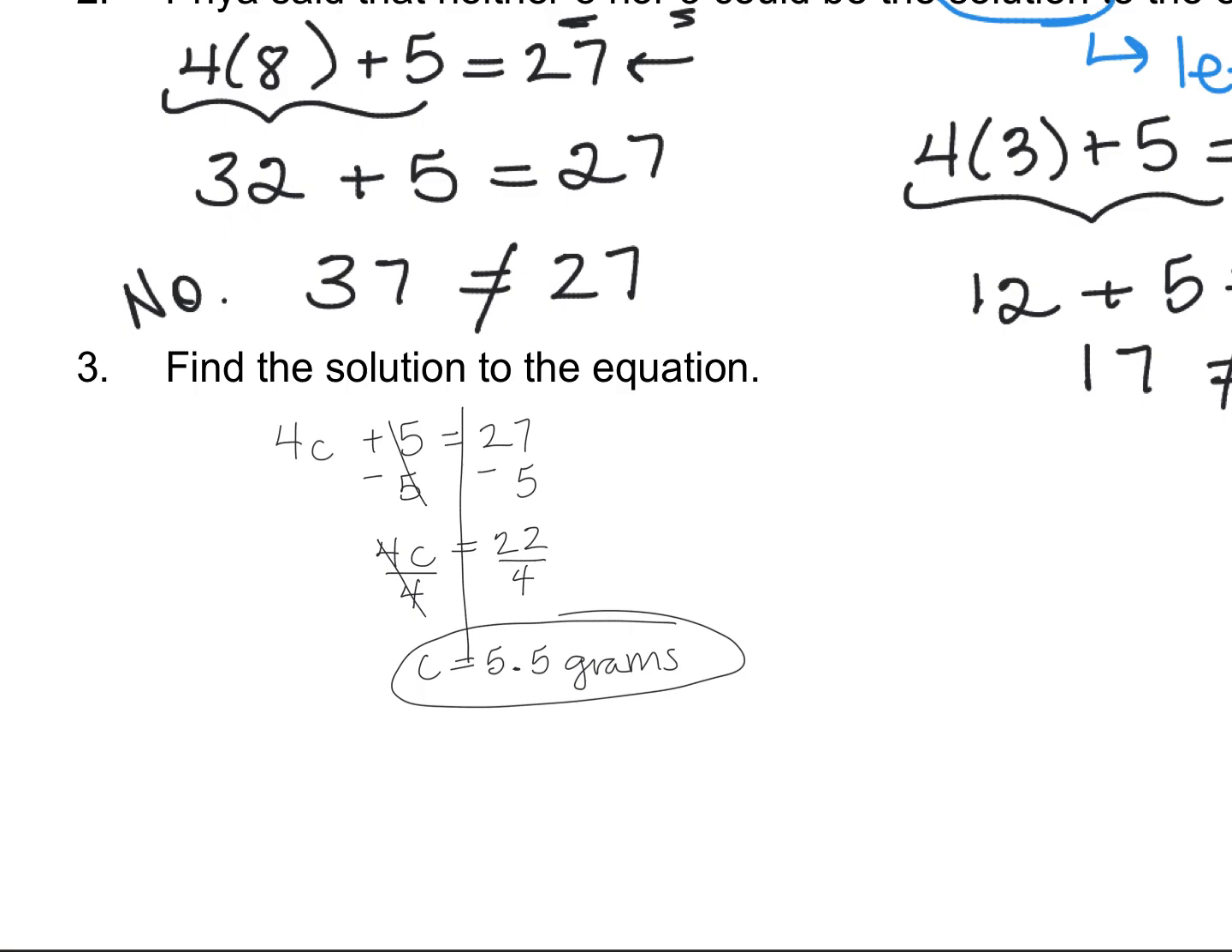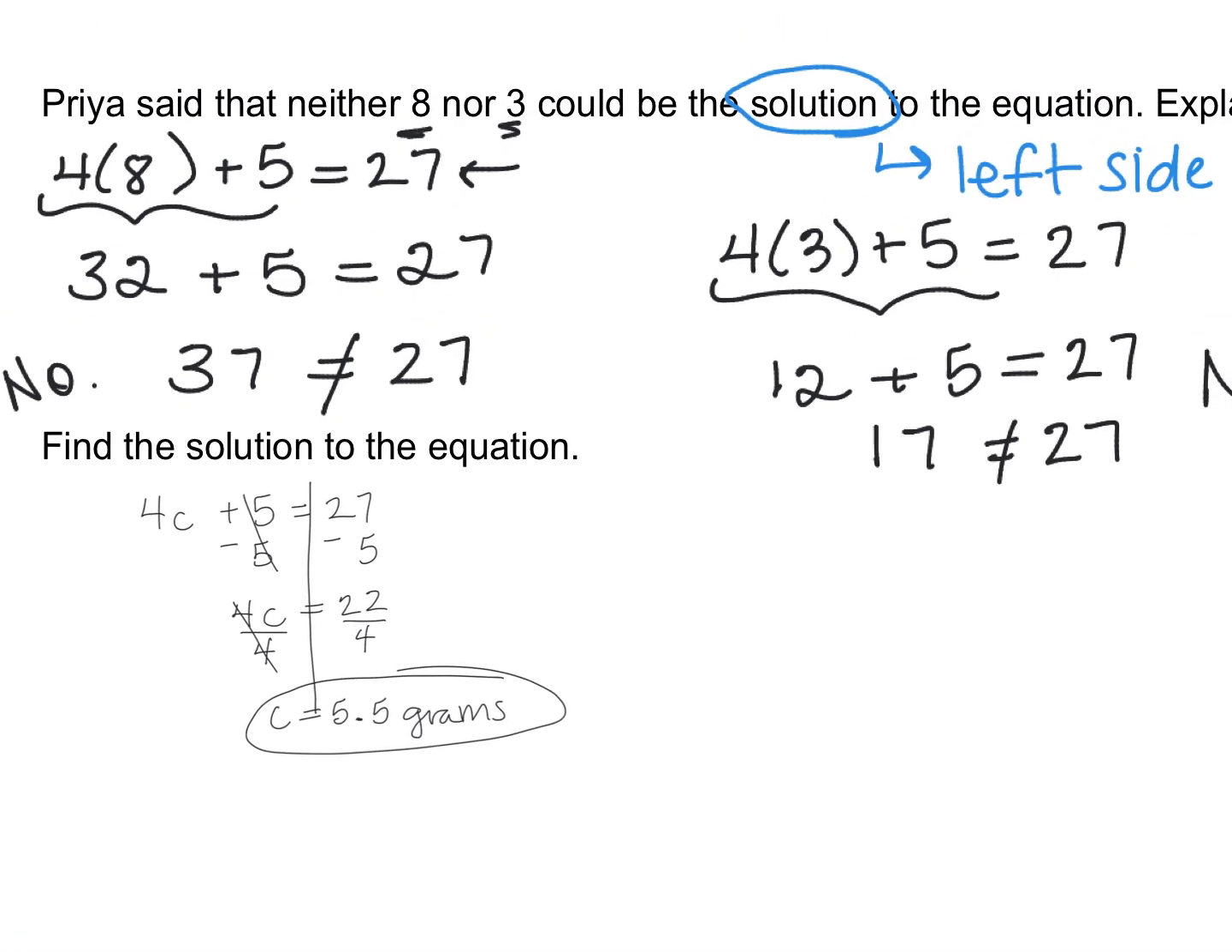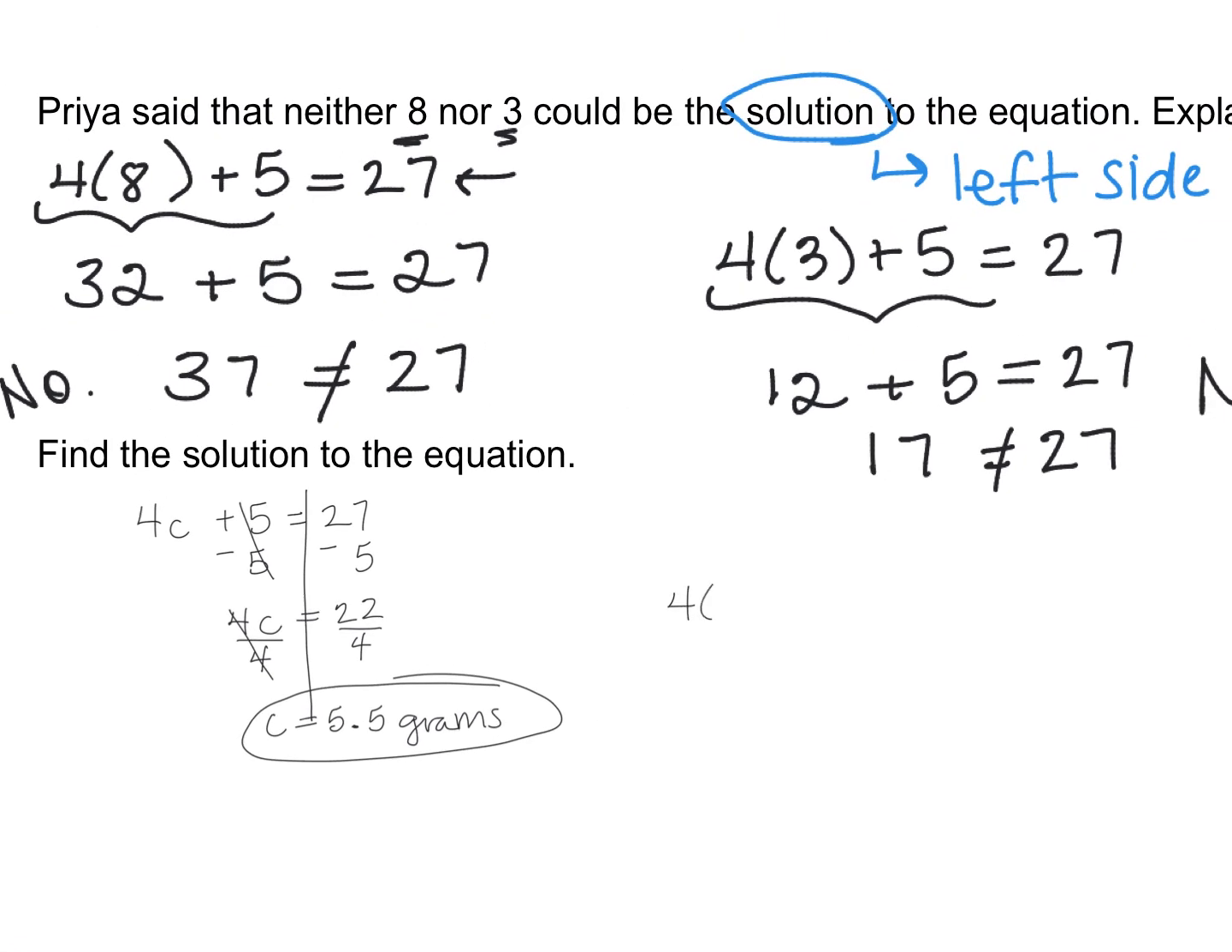Okay, and if we wanted to double check that solution, we could plug that in. 4 times 5.5 plus 5. Does that equal 27? 4 times 5.5 is 22. 22 plus 5 is 27, so those are equal, and that is a solution. Okay, so anytime we're solving an equation, we can always plug in that answer and make sure the left side and right side are equal.